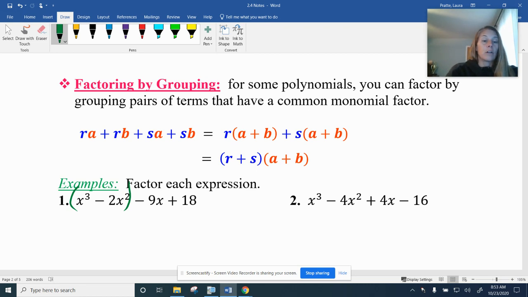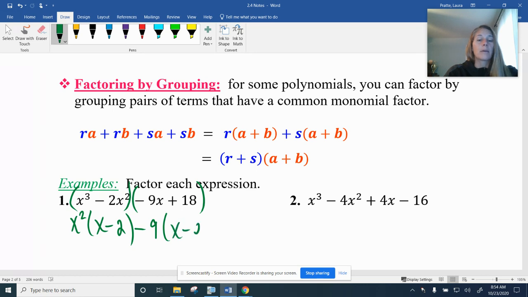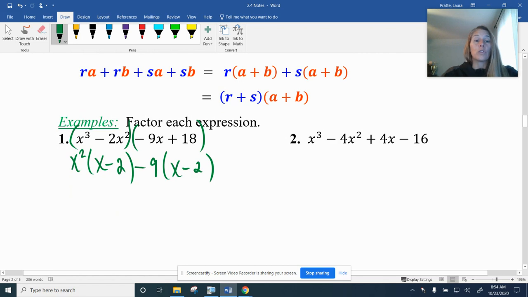So the first one here, you would take out your x squared, and you're left with x minus 2. And in the second pair, your GCF would be a negative 9, and you'd be left with x minus 2. Just like before, when you have those two parentheses, you want to see the same thing inside them. So we have x minus 2 in both of those, which is a really good sign.